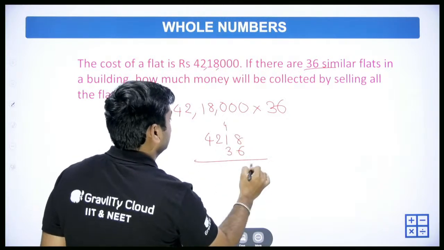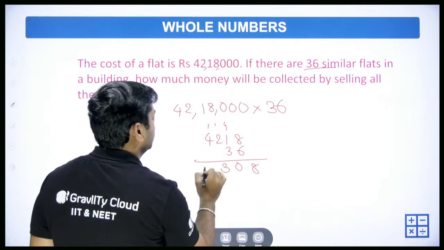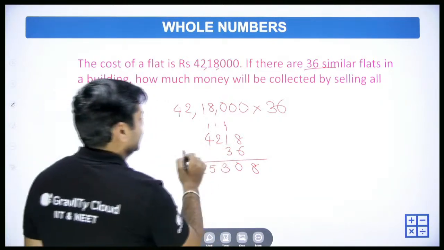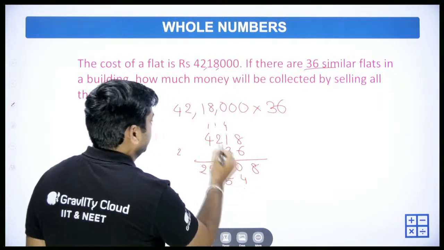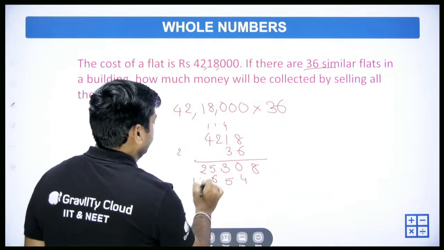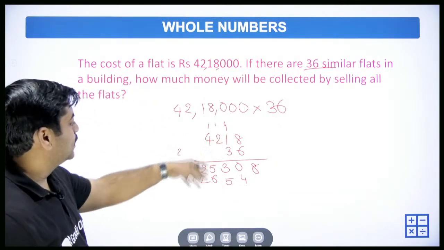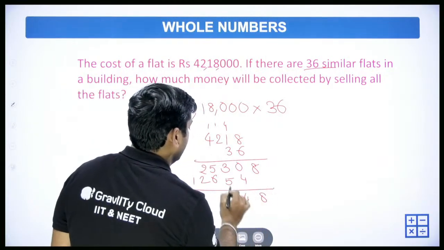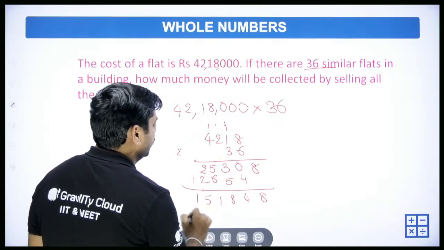6 8s are 48, 6 1s are 6, 7, 8, 9, 10. 6 2s are 12, 13. 6 4s are 24 plus 1, 25. And 3 8s are 24, 3 1s are 3, 4, 5, 3 2s are 6, and 3 4s are 12. Let me check that once again. Right. So let us add this: 8, 4, 8, 11, 2, 3, 4, 5, and 1.